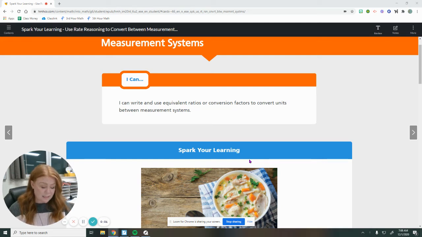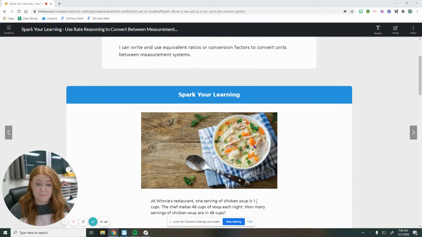We are going to be working on lesson 6.3 today. So if you have not already done your Spark, you'll want to go ahead and try out the Spark and then come back and see how I would do it.